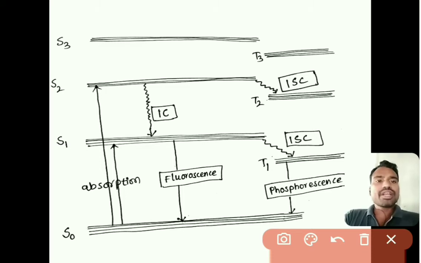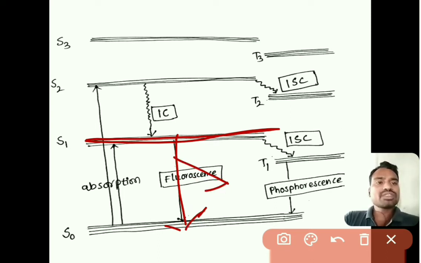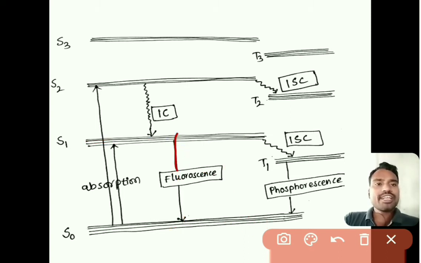So now the radiative process from S1 to S0, okay. Here, as the molecule is in the first singlet state, it is going to the singlet ground state, it gives out some energy, so that is called fluorescence. So the radiative transformation between S1 to S0 is called fluorescence.